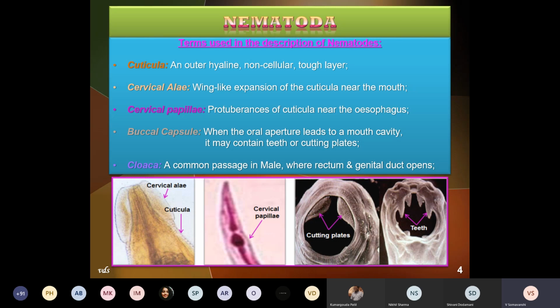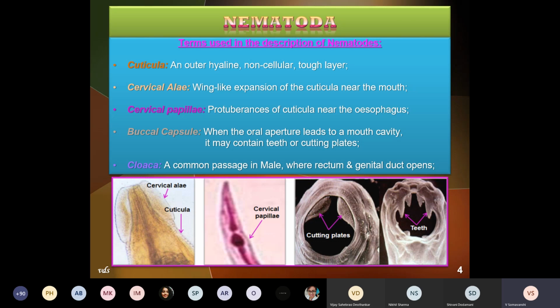Yes, sir. Okay, thank you. So now here we are going to study some of the important terms which are used in the description of the nematode parasites, so that it will be easy for you to understand each and every aspect, especially with respect to the morphology of the worms. So here, according to the term, I have given the figures at the lower side.